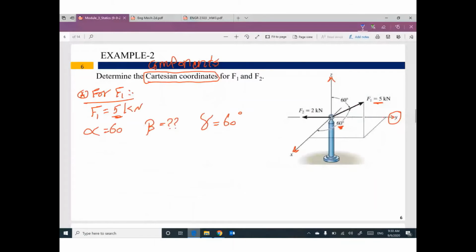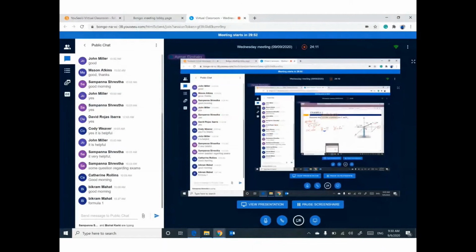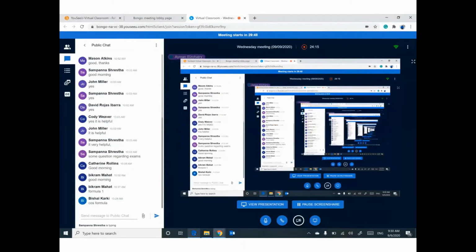Guys, in this example, for F1, we have only two angles given. The first one between the force and the x-axis, the second one between the force and z-axis. So I'm looking for the third angle between the force and y-axis, which is beta. How can I get beta to get the components of F1? Okay, perfect. Thank you.